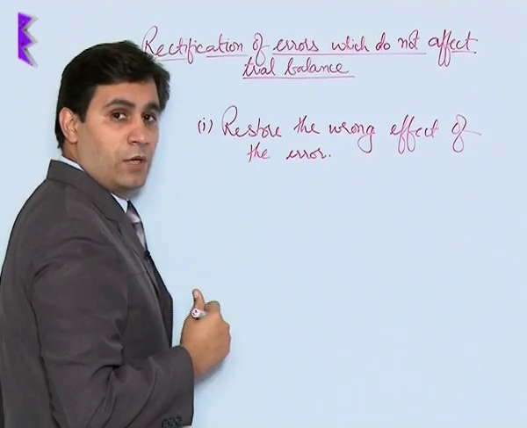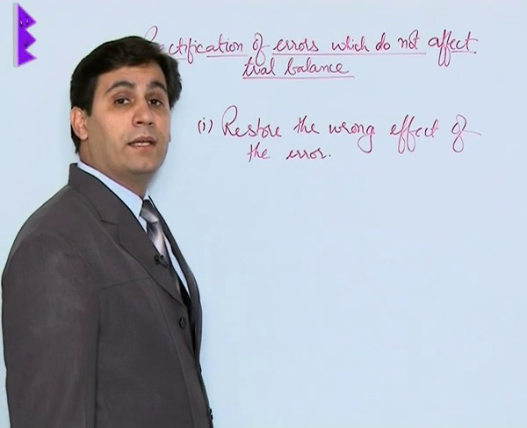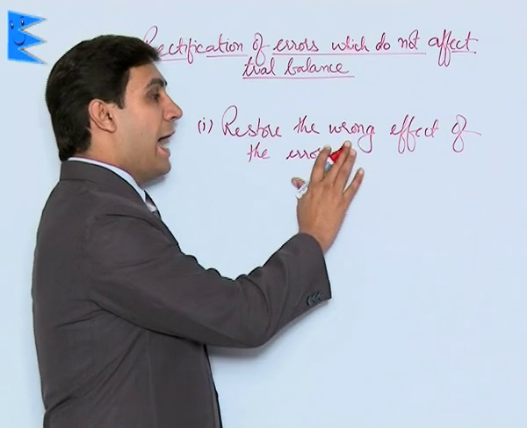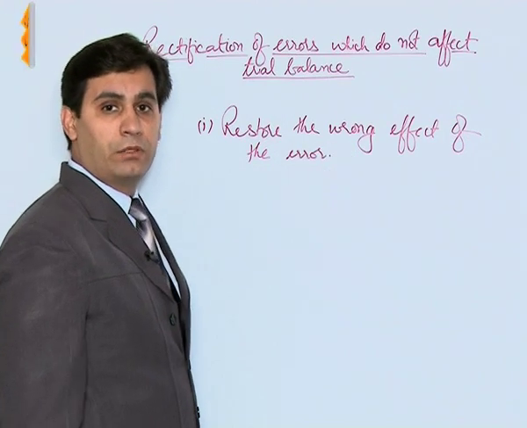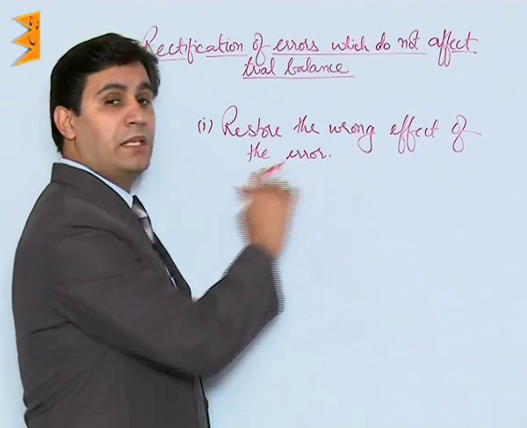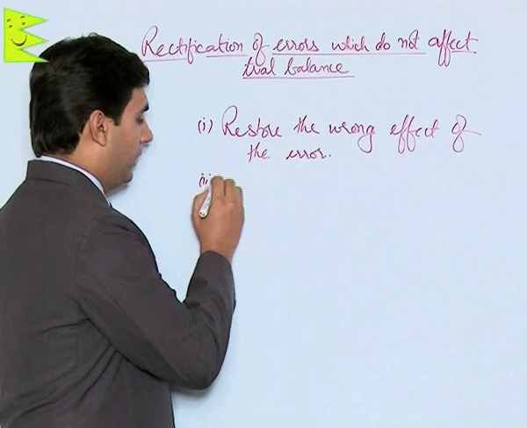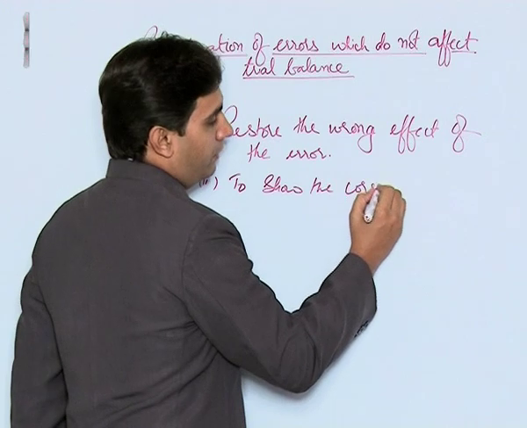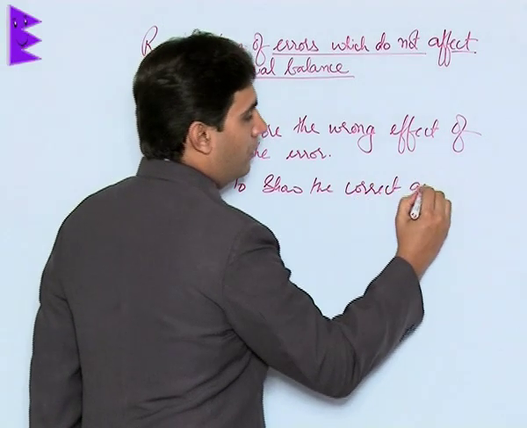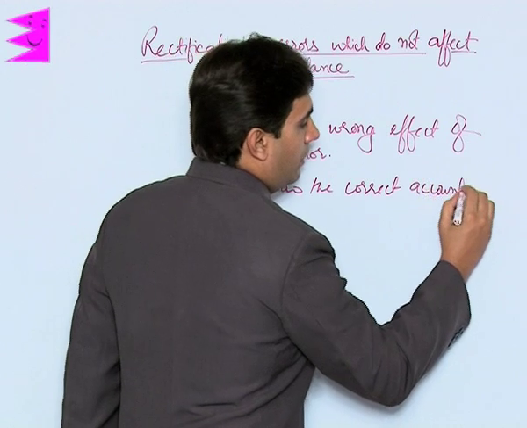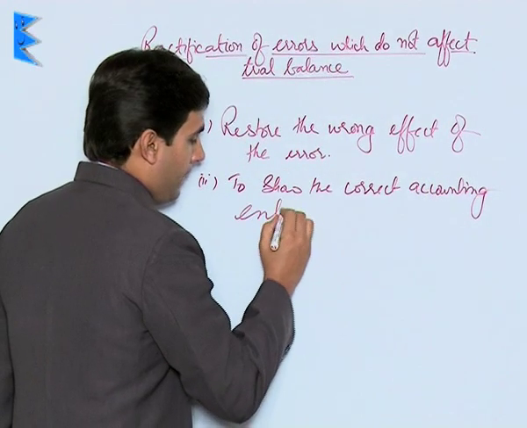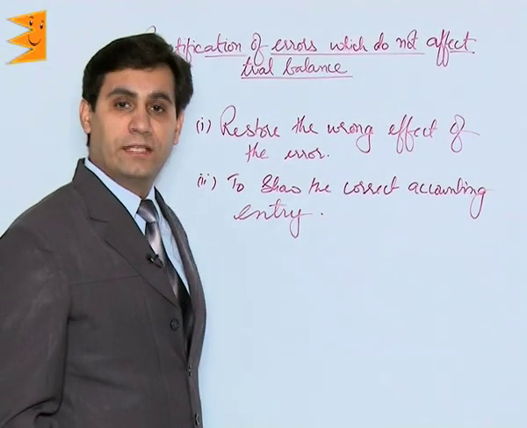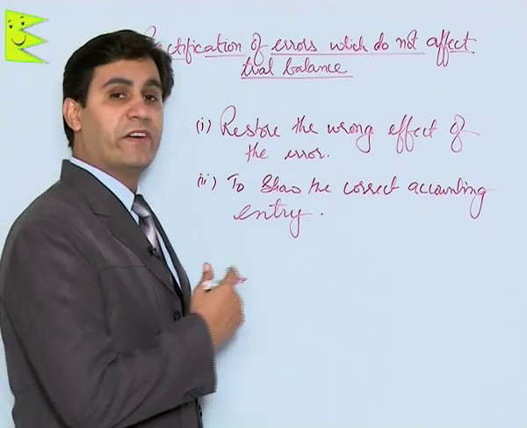That is, let's say any account has been debited or credited wrongly, then the entry or any accounting process that you would undertake should restore that wrong done to that particular account. Once this has been restored, then the second step should be to show the correct accounting entry, that is, to show the correct debit and credit, whether in this particular account or in any other account, that should have been made in the first place only.